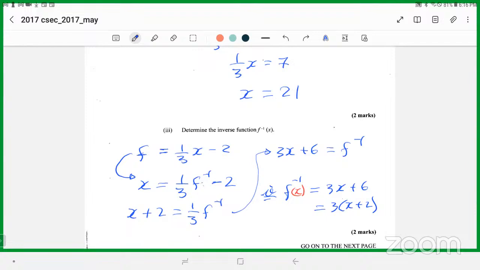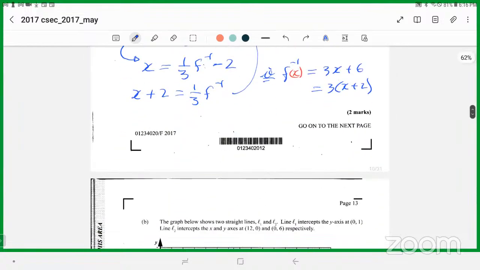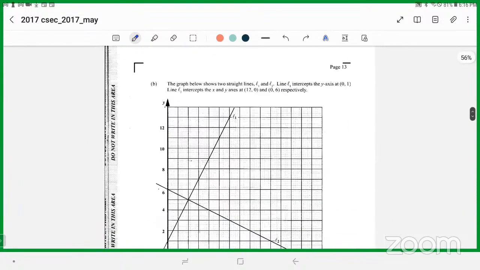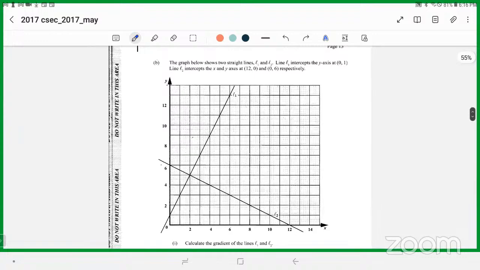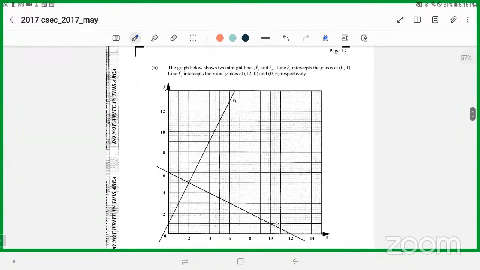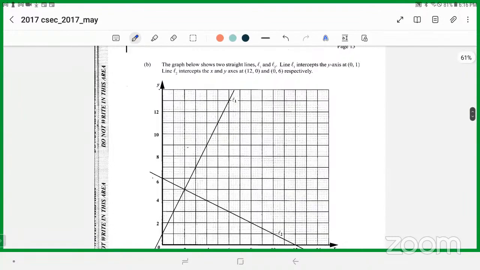All right. Next question. So this one now gives 2 lines, L1 and L2 on a graph. I like these questions because the calculation is significantly reduced when you have the lines. You can actually see the lines. It says the graph below shows 2 lines, L1 and L2. Line 1 intersects the y-axis at 0, 1.